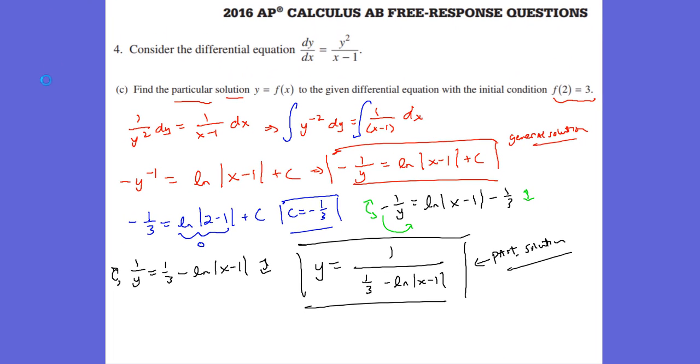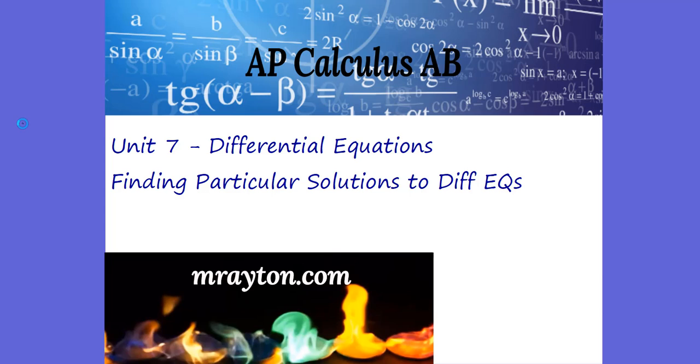And that is how to solve and find particular solutions to DiffEQs. Takes a little bit of practice, but when you got it down, you got it down.